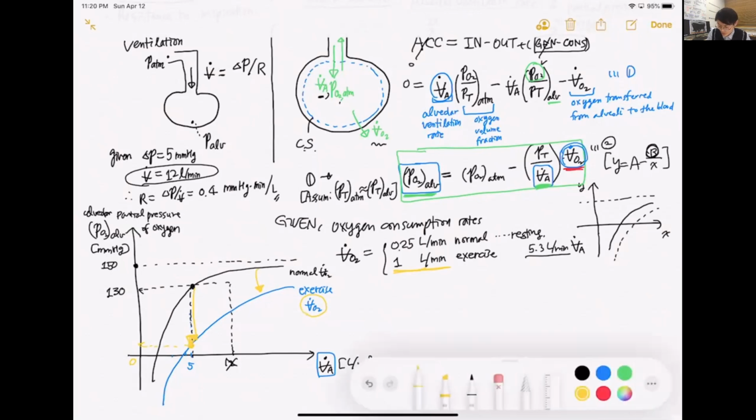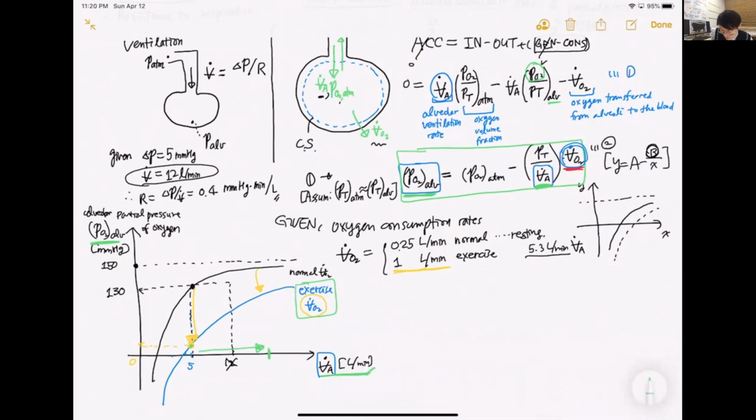So during this exercise period, to keep up the alveolar partial pressure, we have to increase our alveolar ventilation rate. Otherwise we cannot sustain it. So the answer to the question: if a person sits with an oxygen consumption rate of 250 milliliters of oxygen per minute and suddenly starts to exercise, requiring 1 liter of oxygen per minute, she cannot keep up and has to change her ventilation rate from 5.3 liters per minute to much higher, to keep up with this oxygen consumption.